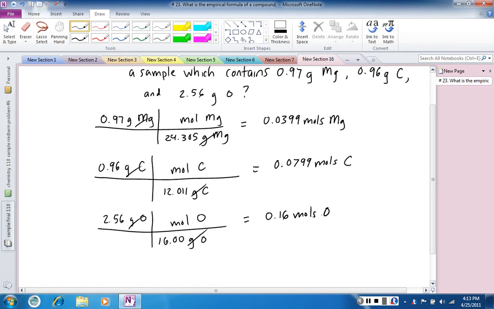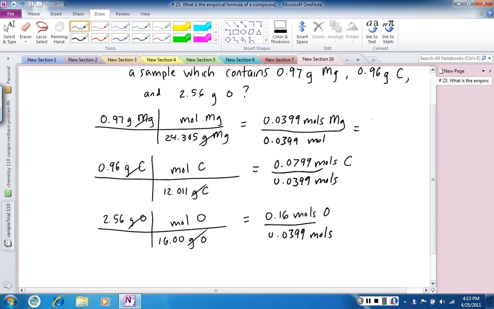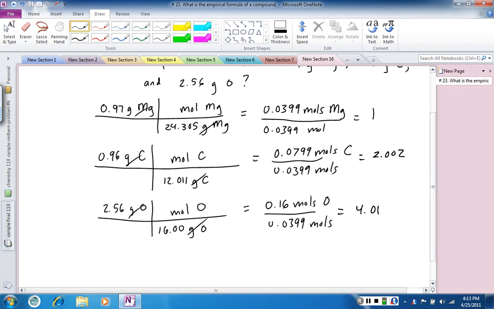The next step is to divide all of these by the smallest number of moles. So you're going to divide, looks like magnesium is our smallest, so 0.0399 moles, 0.0399 moles, 0.0399 moles. This of course is going to equal 1. This equals 2.002. This equals 4.01. So since you have nice integers that are almost right on the button as being 1, 2, and 4, you're done.